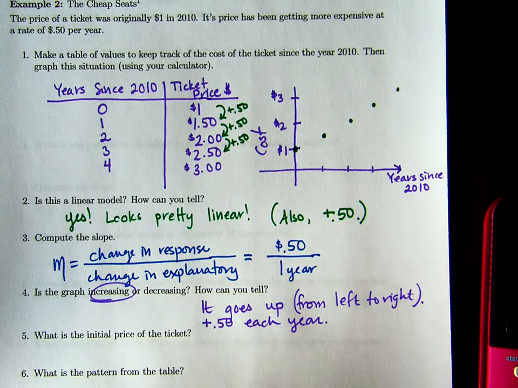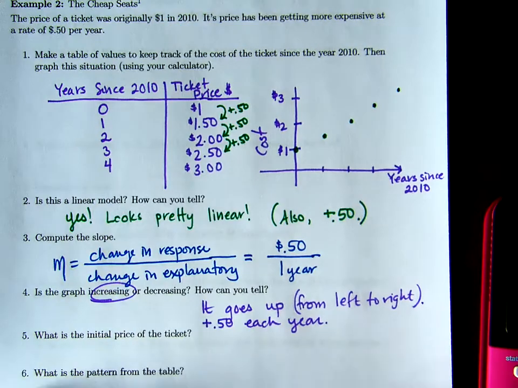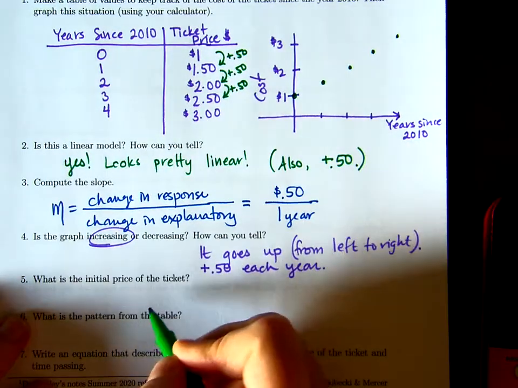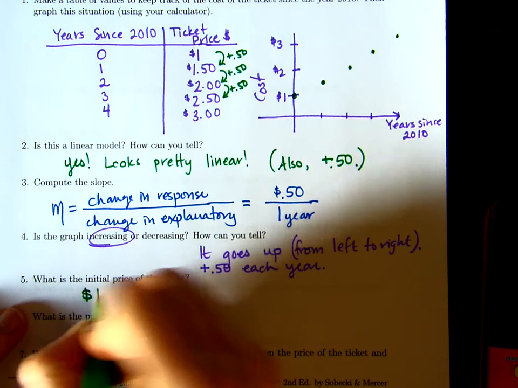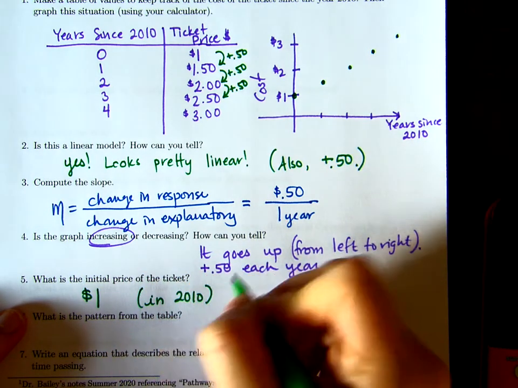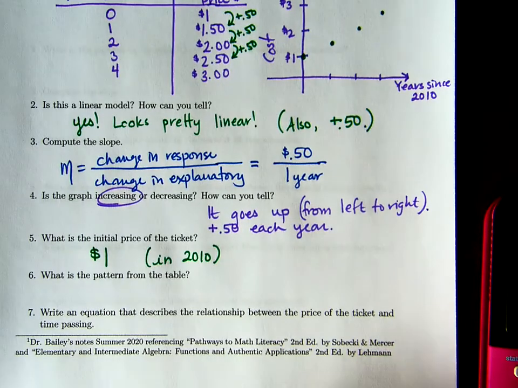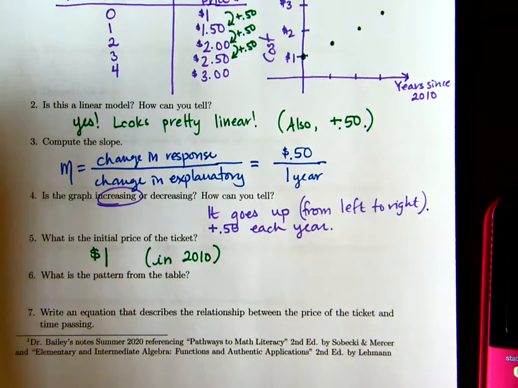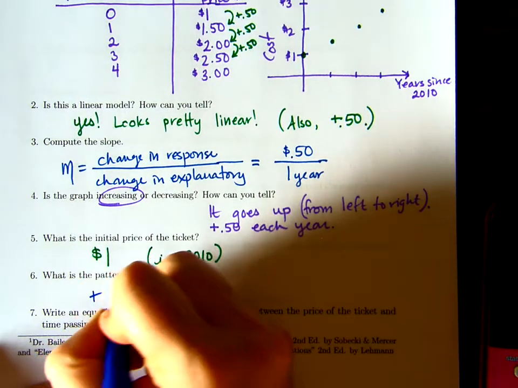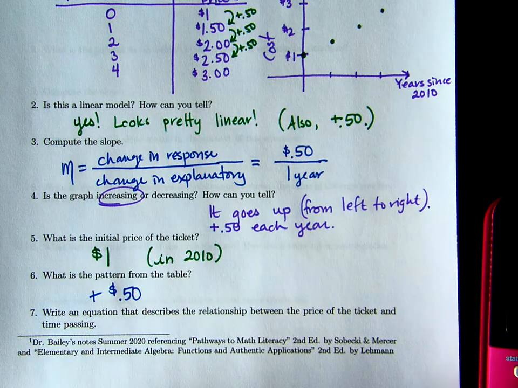What is the initial price of a ticket? Well, it says it was originally $1 in 2010. Initial price of a ticket, $1 in 2010. What is the pattern from the table? Plus 50 cents, plus 50 cents, plus 50 cents, plus 50 cents. Okay, so we know it's linear.